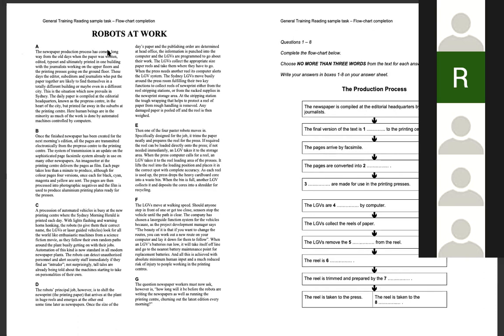So if you skim through this passage, newspaper production process. So it's talking about the newspaper production process here. It has come a long way from the old days. So it's improved. Earlier, the paper was written and edited and ultimately printed in one building.